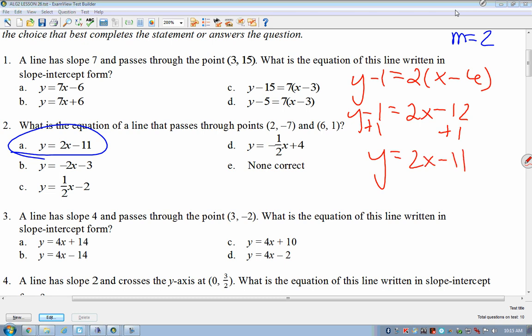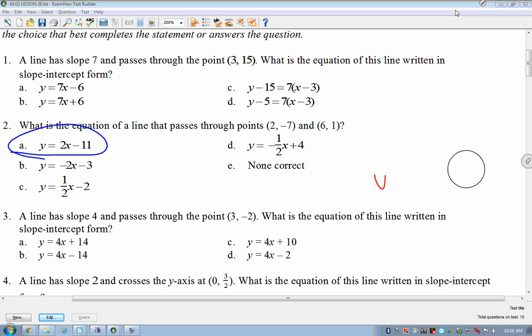Did that give me the same answer? All right, so it doesn't matter, right? Because both those points exist on the same line, both of those points are a solution to the line, so it won't change the answer.